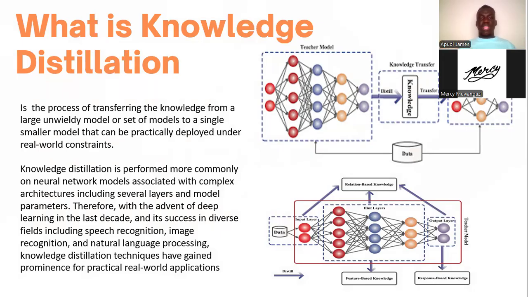parameters. Therefore, with the advent of deep learning in the last decade, its success in diverse fields, including speech recognition, of course, which we have seen several times, especially when we're giving in our passwords. Then image recognition, that is sometimes we sight things around us using our phones. We just capture and then it recognizes the image and tells us. And then there is, of course, natural language processing. Knowledge distillation techniques have gained proficiency for practical real-world applications.